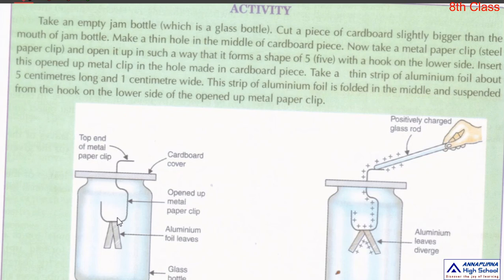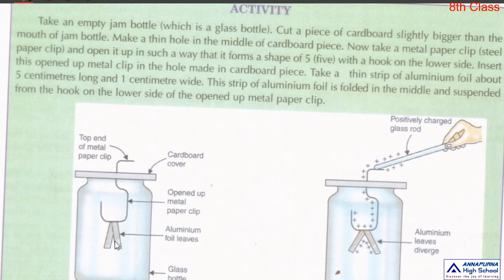That means the aluminium sheet is folded and it is hanged to the paper clip as shown in the figure. When it is hanged, this aluminium strip, actually it is one strip, if it is folded and inserted to the paper clip, the hanger, it attains a V shape. But these two leaves are almost close to each other, but are not in contact with each other. Like that they are folded and hanged to the paper clip.